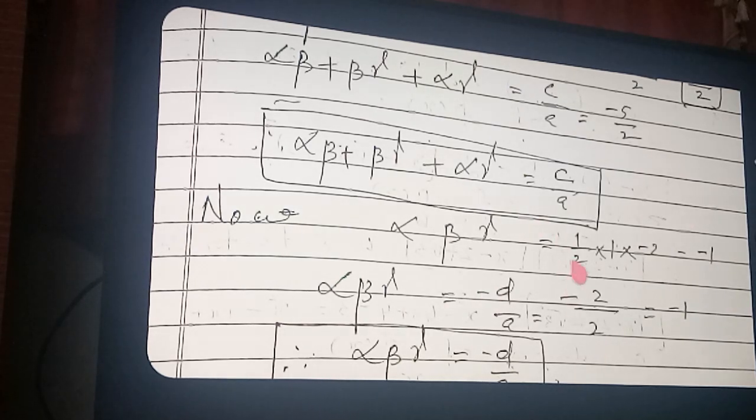Alpha is 1 by 2 and beta is 1 and gamma is minus 2. This 2 and the 2 downside will cancel, you will get the value minus 1. Now you can verify with the value we have studied. Alpha beta gamma is equal to what you have studied, minus d by a, that is equal to minus the value of d is 2, by the value of a, which is 2. So minus 2 by 2, how much is coming? Minus 1. Therefore here also you got alpha beta gamma is equal to minus 1. The meaning is that you verified alpha beta gamma is equal to minus d by a.